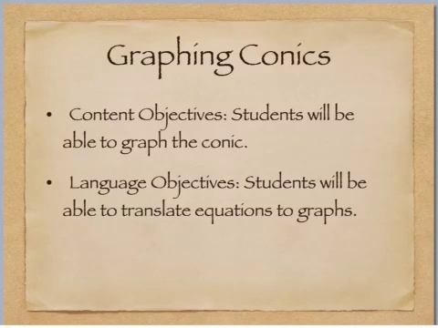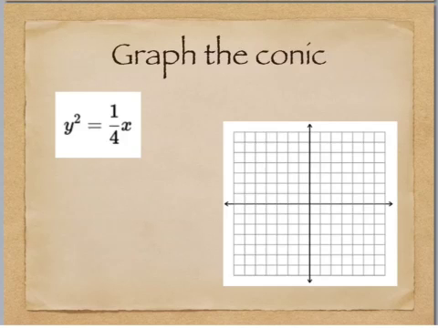This lesson will focus on graphing conics. By the end of this lesson, you should be able to graph each conic, including the conics that have been translated around the graph. You should notice that this is a parabola because one variable is squared and the other is not. And because the y is the squared variable, this one's going to open left or right.